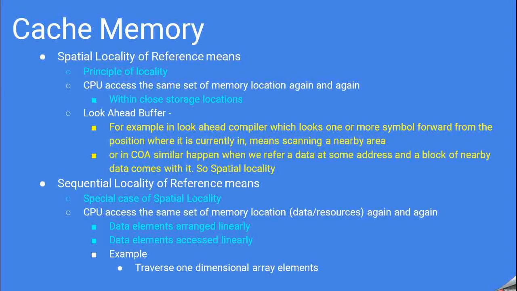Sequential locality of reference, which means it is a special case of the spatial locality. For example, CPU accesses the same set of the locations again and again. For example, if you have a sequentially stored data structure, like a one-dimensional array, and if you want to access those locations in a single go, it just pulls all that information in a single go and puts it in the TLB. It is called sequential locality of reference, TLB.